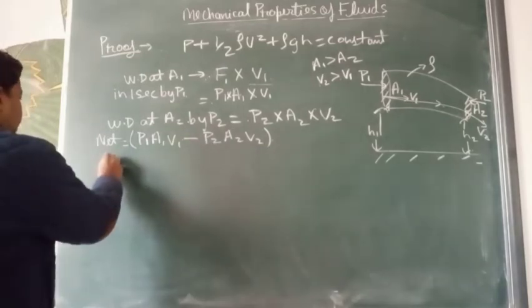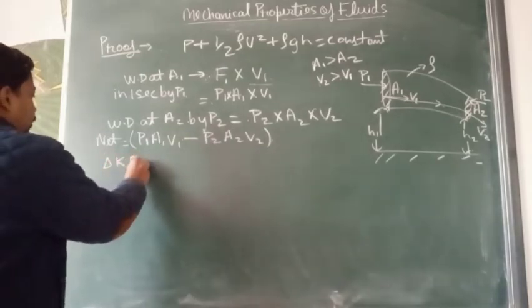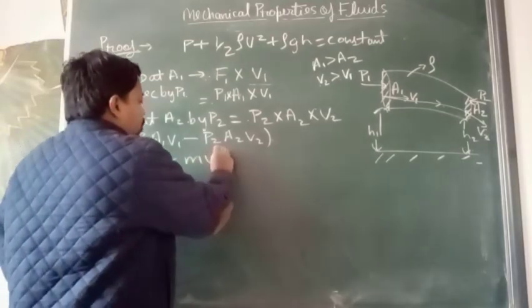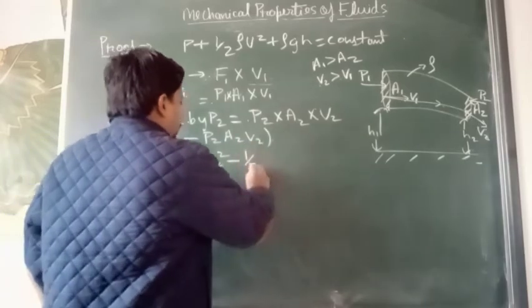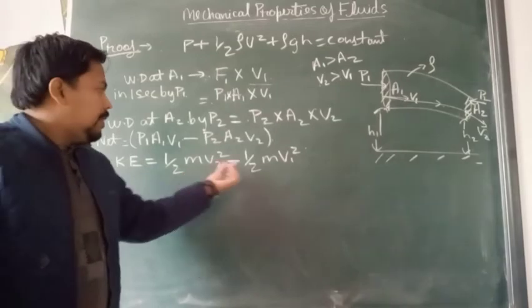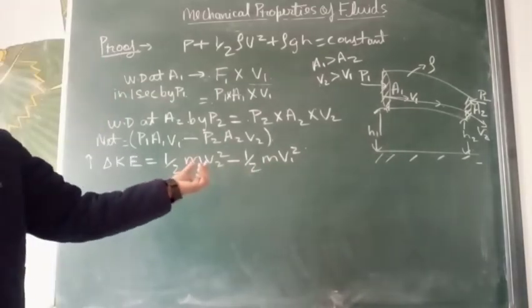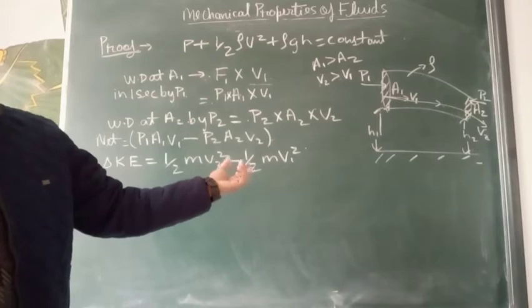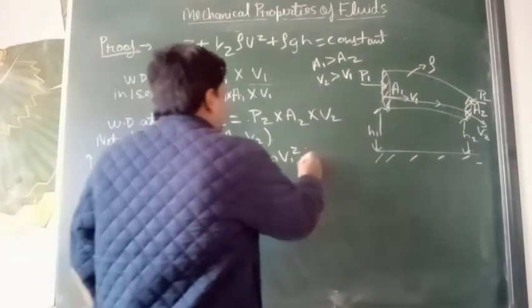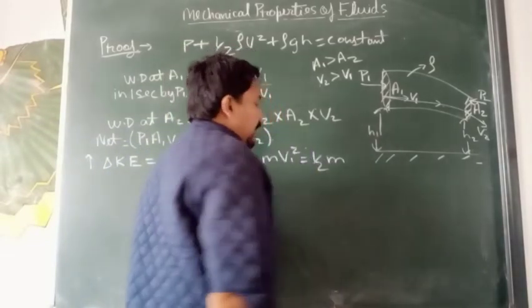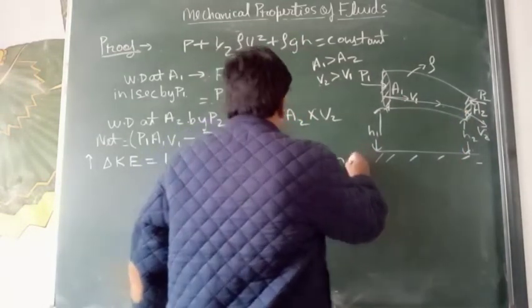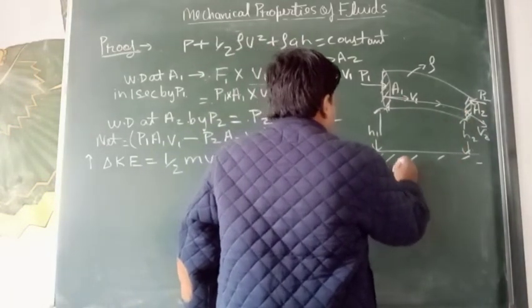So what will be the increase in the kinetic energy? Delta K will be what? The increase in kinetic energy will be half m V2 squared minus half m V1 squared. I am talking for 1 second, and the masses will be the same. The mass that enters and the mass that leaves will be the same for that liquid. So it will come half into m, which is the same, common, times V2 squared minus V1 squared.